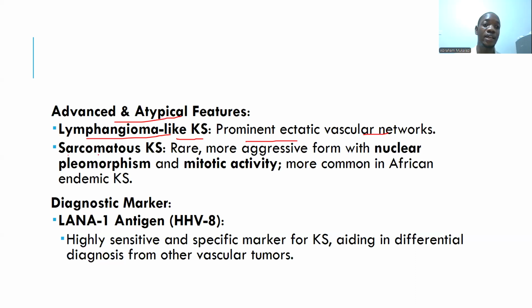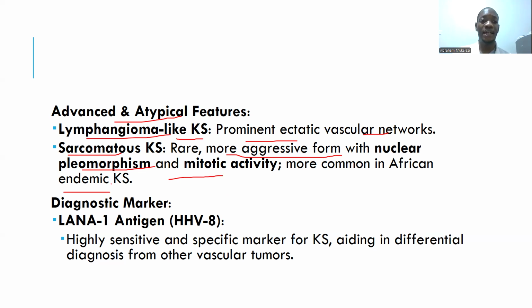And in cases like the sarcomatous KS, which is a little bit rare, you get more aggressive forms with nuclear polymorphism with a lot of mitotic activity, and this is commonly seen in the African endemic type KS, especially the one we see in children.